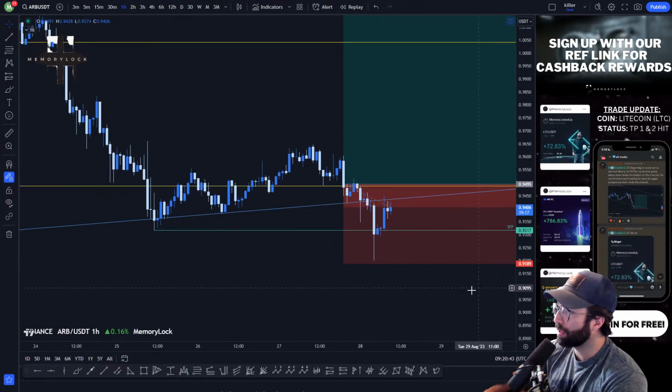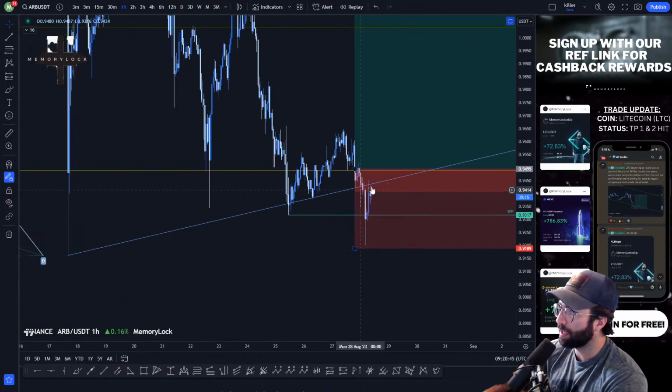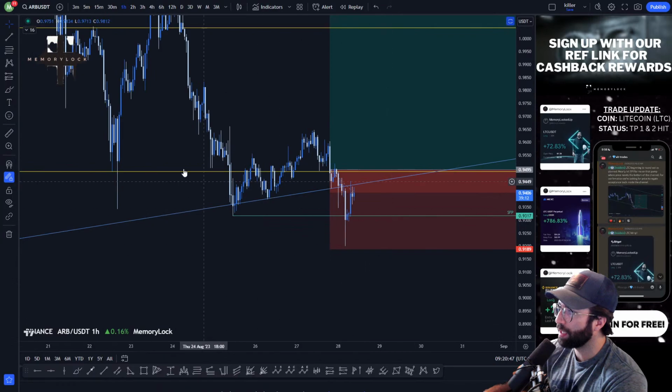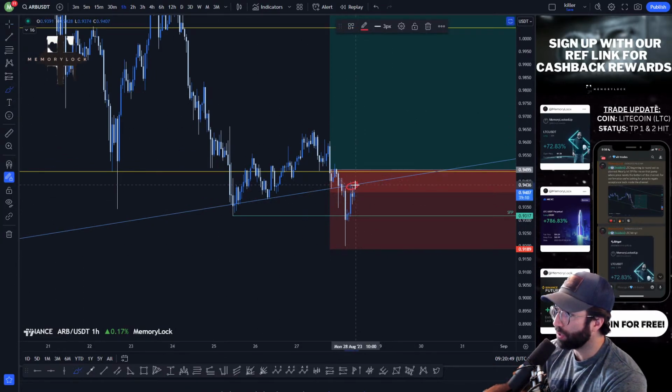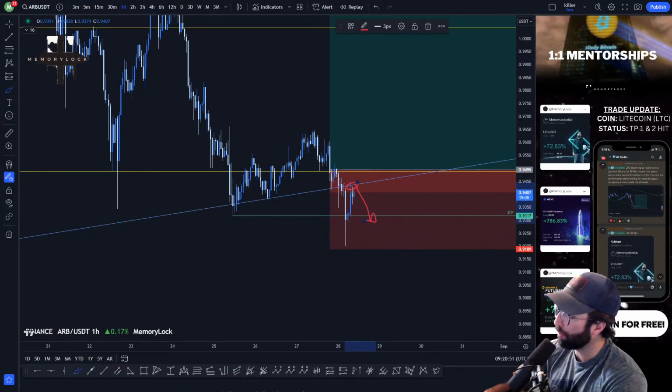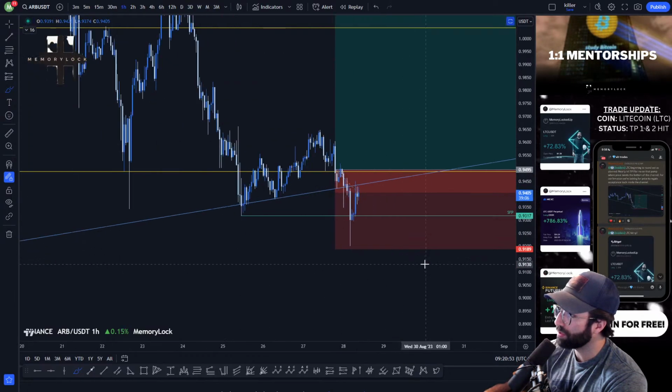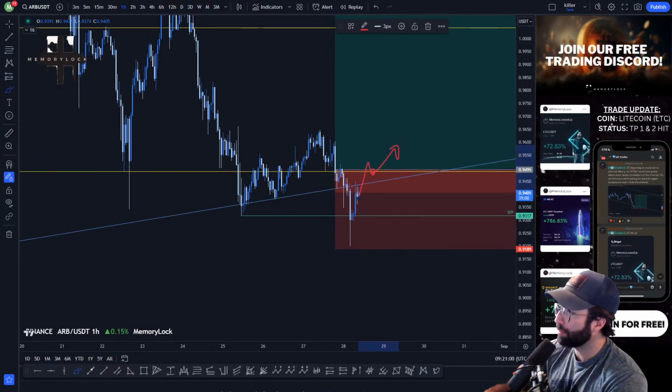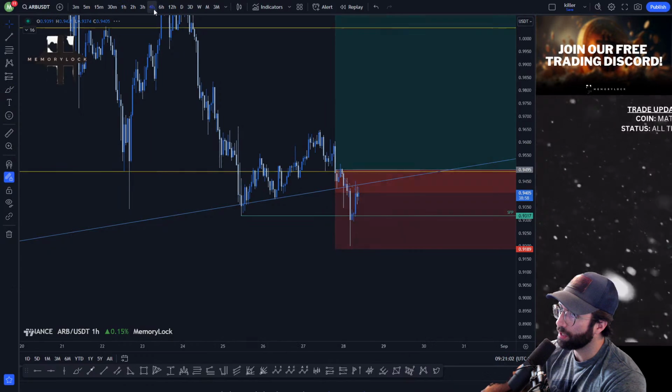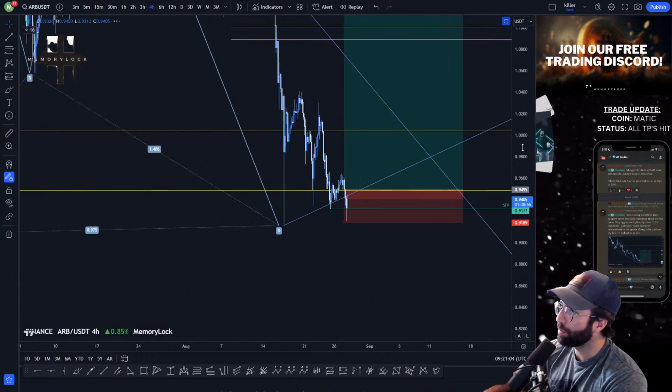Going back to the hourly, really what it is for me is we have this nice trend line here that if we continue to reject from, I don't see any reason why we don't go lower. Probably end up sweeping both these lows and stopping me out. However, if we reclaim this level as well as the 0.66 here, I don't see any reason why we couldn't have some degree of continuation to the upside for Arbitrum, right?